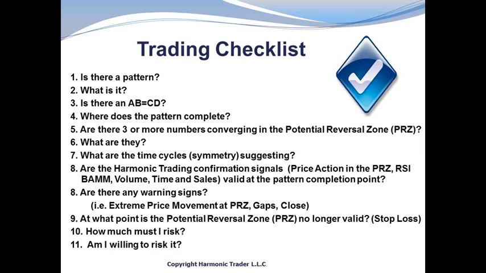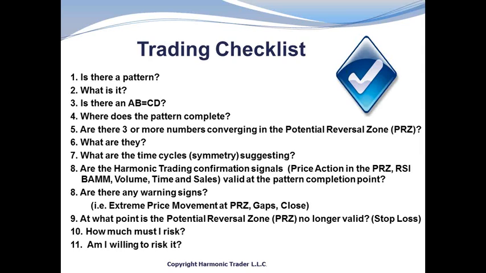Harmonic trading employs a plan, a trading checklist, if you will, and it's summed as the following. Is there a pattern? What is it? Is there an ABCD? Where does the pattern complete? Are there 3 or more numbers converging in the potential reversal zone? Well, what are they? What are the time cycles, the symmetry of the pattern suggesting?